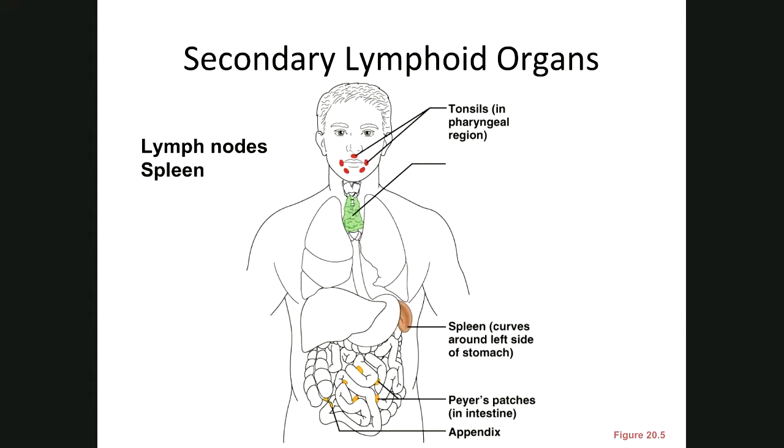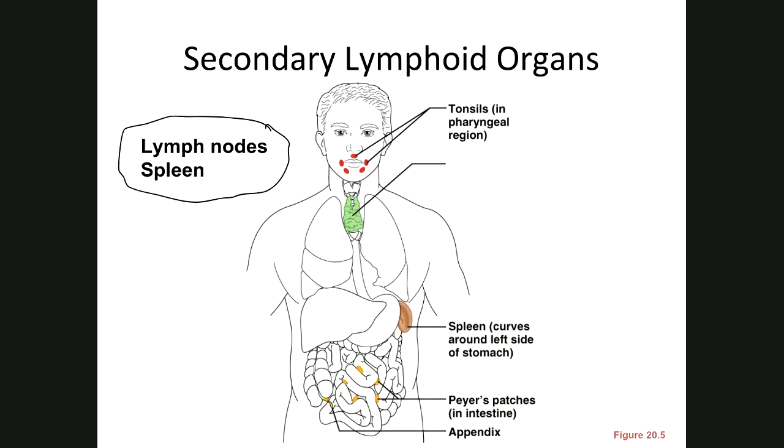Remember, primary is all about developing and maturing white blood cells. And then they're going to leave, and some of them are going to go to the secondary lymphoid organs. So remember, secondary lymphoid organs are the ones in contact with our body fluids. So they're in contact with our blood, or they're in contact with our lymph. And their job is to make sure there's nothing in the blood or the lymph that's not supposed to be there. So the secondary lymphoid organs are the lymph nodes and the spleen.